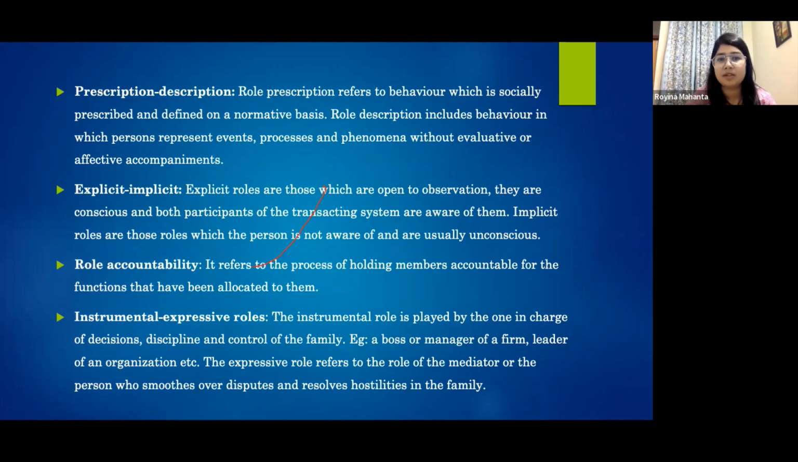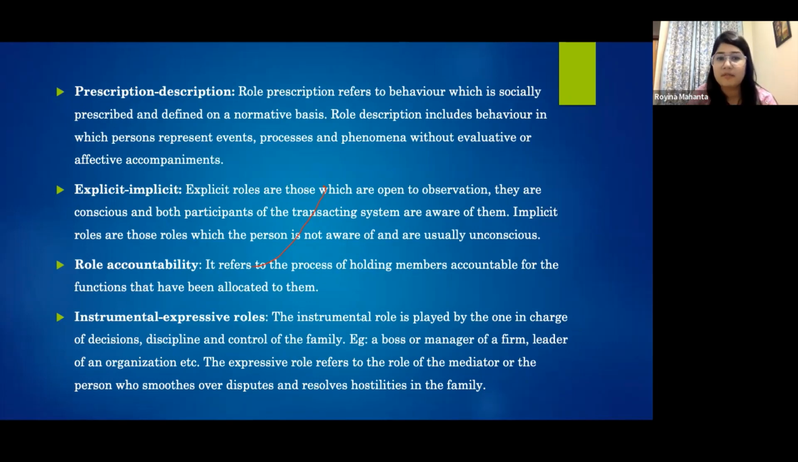Then we come to explicit and implicit roles. Explicit roles are those which are open to observation. They are conscious, and both participants of the transacting system are aware of them. So explicit roles are clearly observable, and you're conscious that you're performing those roles. For example, if you are the one who makes breakfast for your family every day, you know that is a role that you have to perform every day. It has been explicitly told to you that you are the one who has to do this. Implicit roles are those which the person is not aware of and are usually unconscious. So implicit roles are those which nobody will come and point out that you are supposed to do this or supposed to do that, but you know that these roles are part of your responsibility to your family, and these roles are part of what you have to carry out in your family.